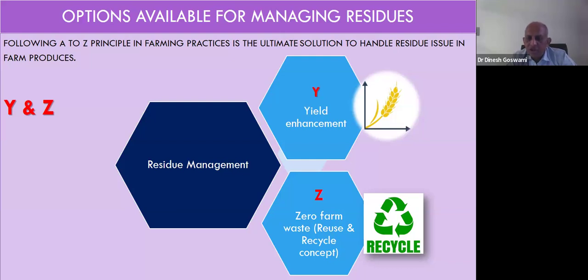The last one is zero farm waste. In this, I want to suggest the reuse and recycle concept, because there are so many things available that we can reuse and recycle for our farming practices. That can help us reduce the consumption of petrol, diesel, mechanical equipment and machinery. It also helps a lot in reducing the residues of the crops available in the system.